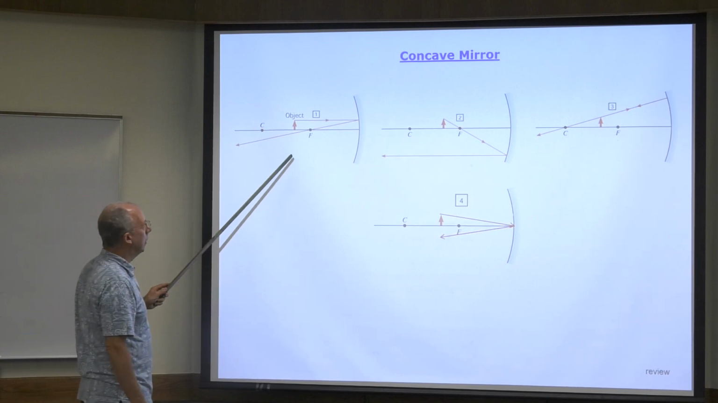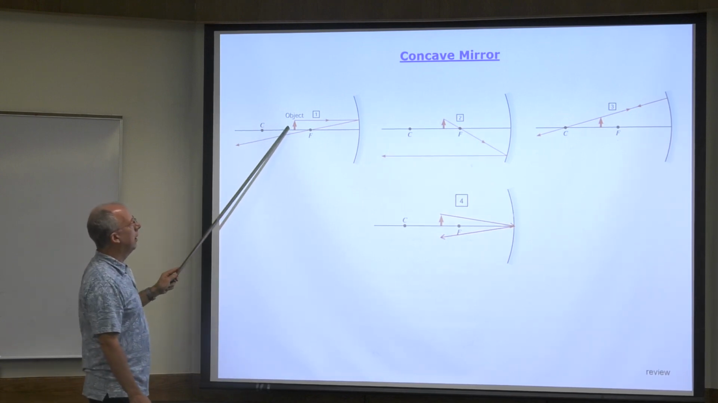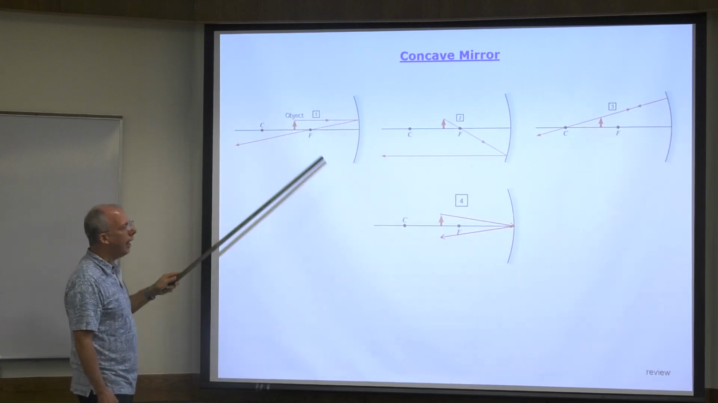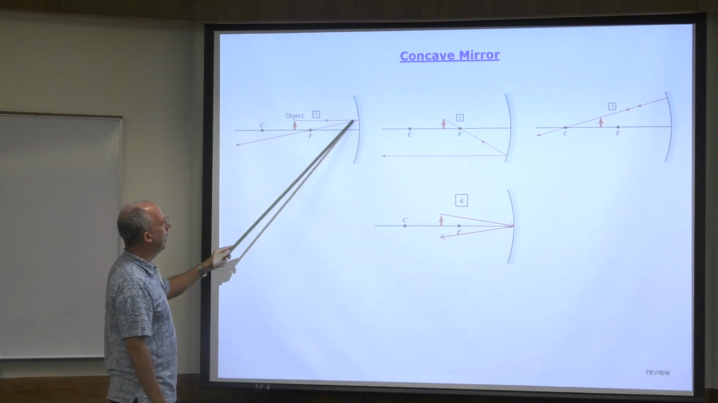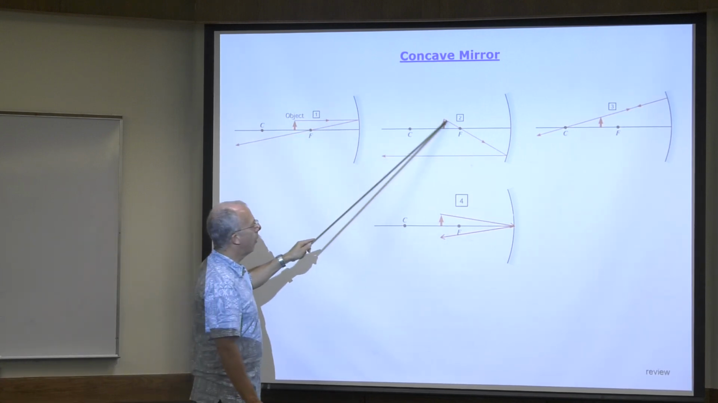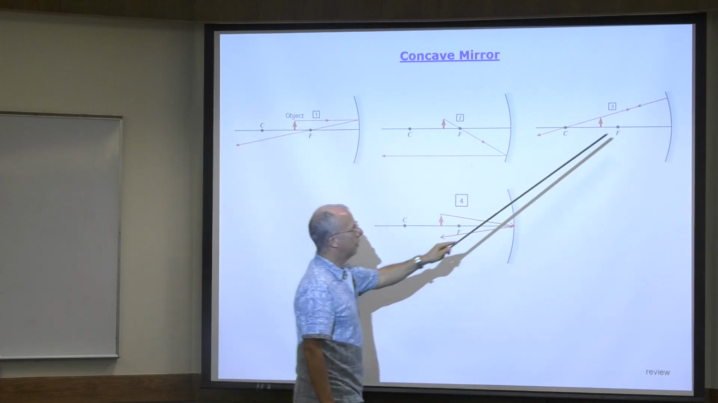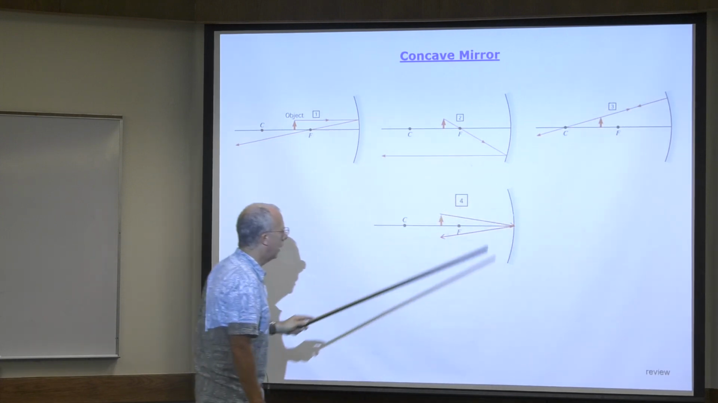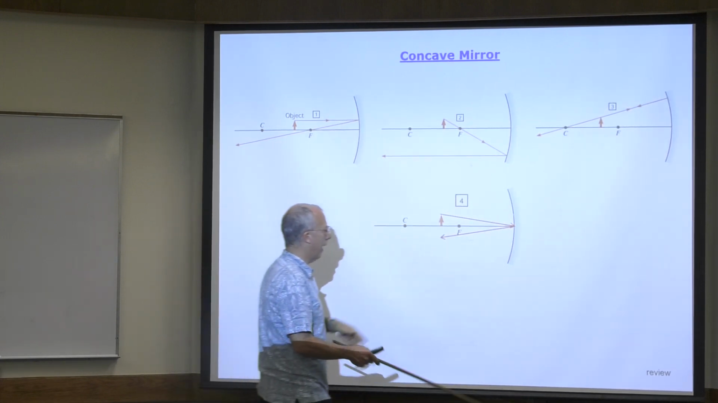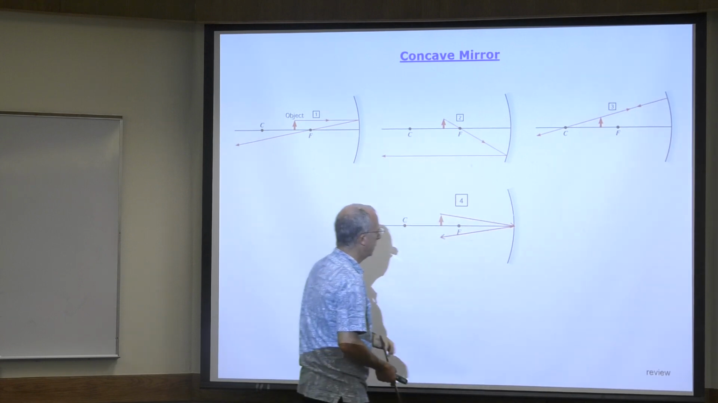Okay, now our mirrors. Concave mirror: it looks like a cave, concave. Parallel in, focal out; focal in, parallel out; through the center of curvature. And then this is the nice one: it just reflects, so this angle equals that angle.